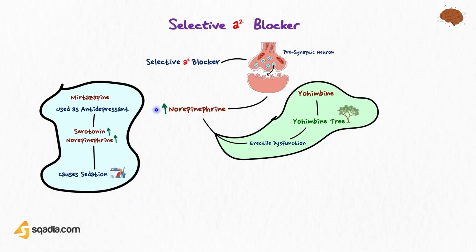Next we use mirtazapine. Mirtazapine is used as an antidepressant, but it also acts as a selective alpha-2 blocker. What it does is increase serotonin and norepinephrine in the brain, which helps alleviate depression symptoms. Because serotonin produces a reward mechanism, it gets you euphoria. Additionally, its alpha-2 blocking properties contribute to its sedative effects, making it useful for insomnia.